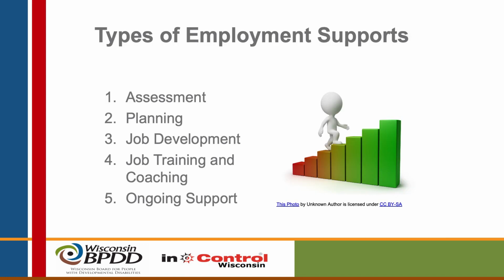In Module 6, you learned about the main steps involved in the employment planning process. These steps are 1. Assessment, or figuring out what you want to do based on your interests and skills. 2. Planning your direction and addressing barriers to employment. 3. Job development, or looking for a job you want, or starting a business. 4. Job training and coaching. And 5. Ongoing support, if you need it, to keep being successful at work.